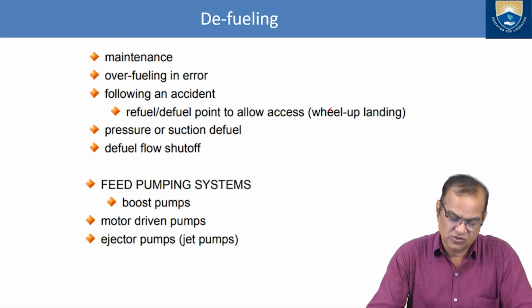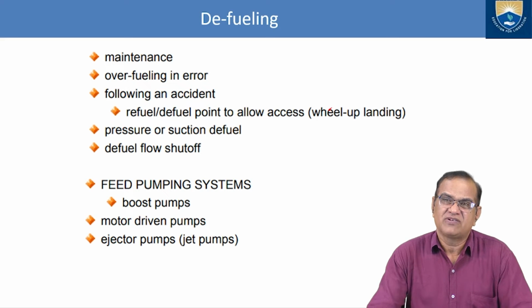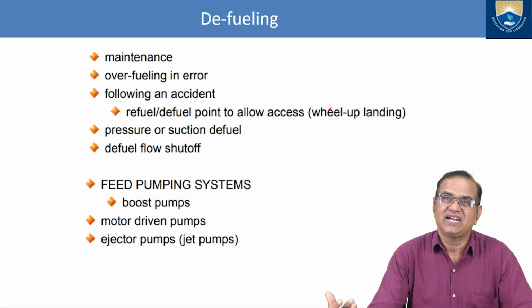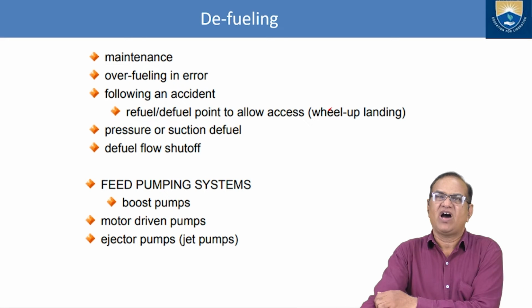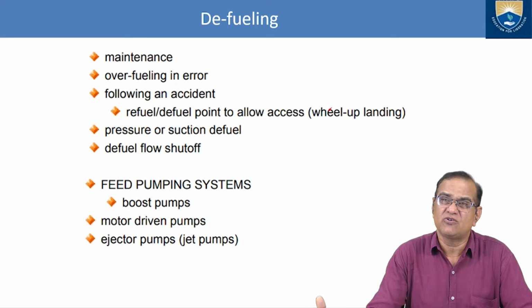Overfueling in error. Sometimes due to some wrong orders being passed, the aircraft is overfueled and we have to take out some fuel. That is called overfueling. Due to some mistakes, that time also we have to take out the fuel. Following an accident, if any accident happens, that time also we have to remove fuel, with the refuel defuel point allowing access, for wheel up landing.